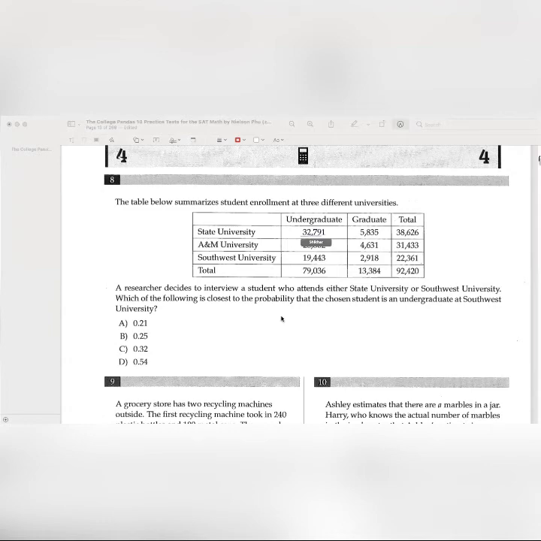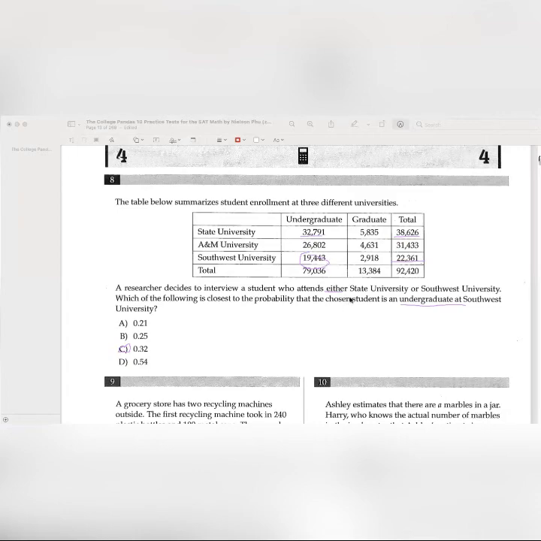Okay, a researcher decides to interview a student who attends either State University or Southwest University. So State or Southwest. Which of them is an undergraduate at Southwest University? So we're looking for this number, and then this plus this. Since we have our calculators, just add that up. 38,626 plus 2,361, and 19,443 divided by that, and we get around 0.32.